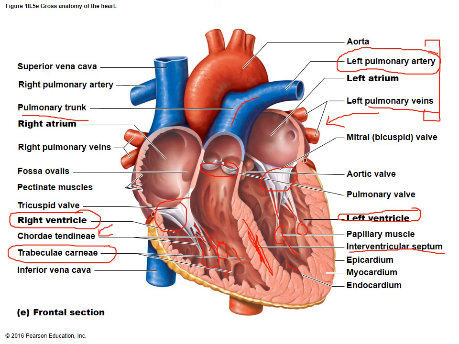So please don't be surprised when you're looking at your lab models or doing your homework: when you're labeling your pulmonary artery, look for a blue structure. When you label the pulmonary vein, look for a red structure. That all has to do with what type of blood they're carrying.